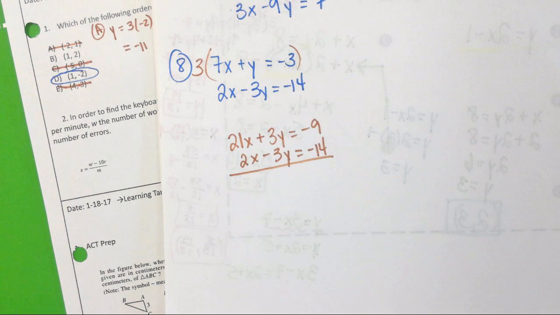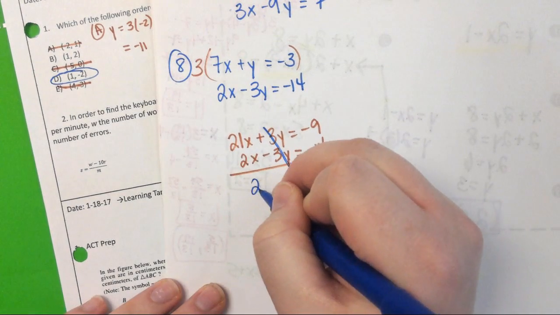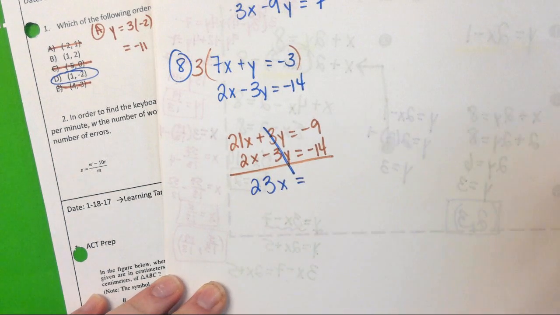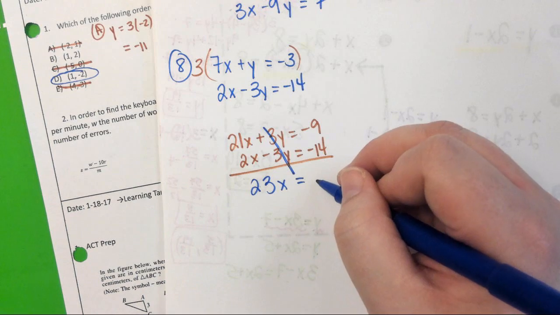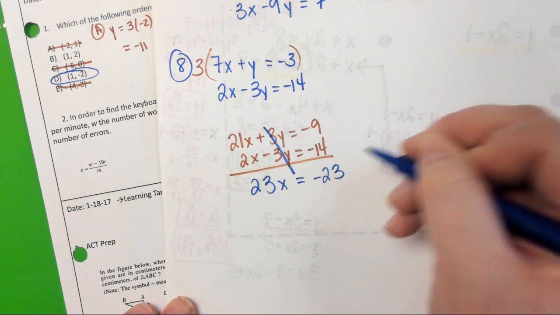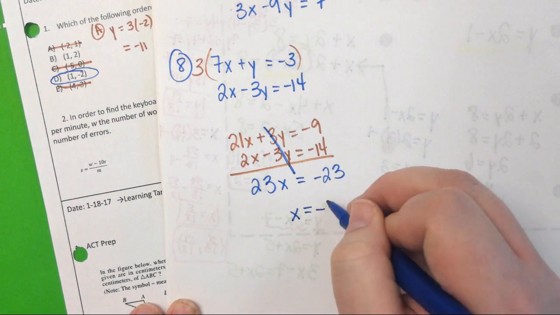Who died? The y. Okay, so the y's die. I have 21x and 2x. What does that make? 23. Okay, so I have 23x equals what? Oh, can you believe it? Of course they had it equal. So x equals what number? Okay, negative 1. So x is negative 1.